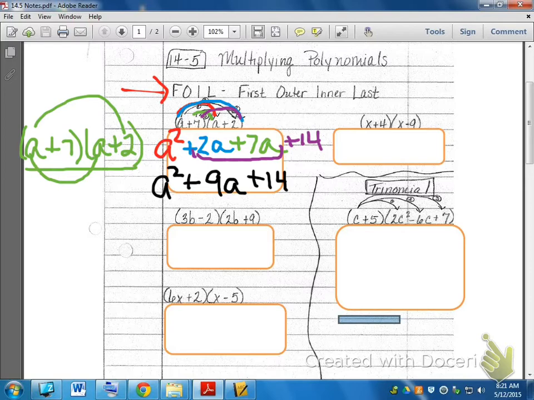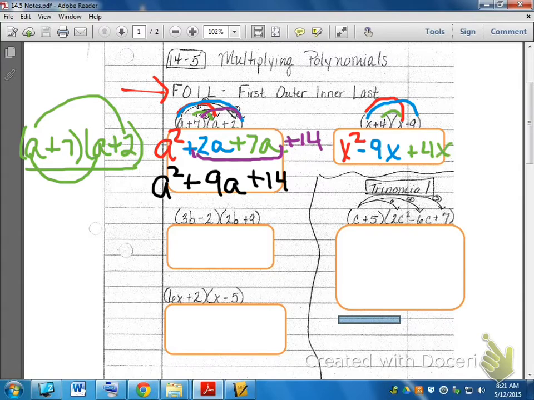Okay, over here on the right, I've got x plus 4 times x minus 9. So if we multiplied the first, which two am I going to multiply, Lindsay? X times x, which is x to the second. That's the first. Okay. Outer. You look left to right across the problem. Outer means the x and the negative 9. What's x times negative 9? Negative 9x.